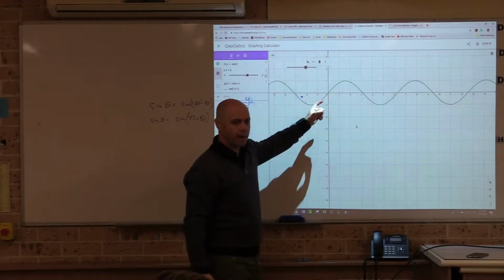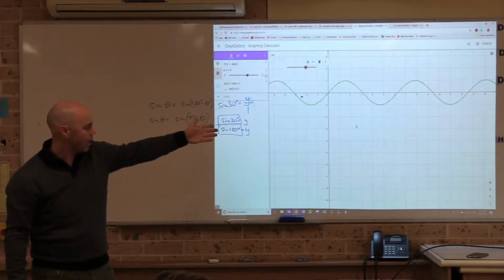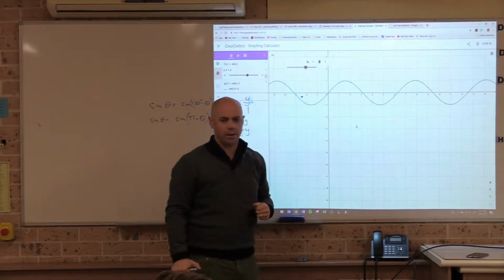Can we see that there are actually an infinite number of places where the sine of an angle will equal whatever that is, about 0.8, I think it is on the thing there.